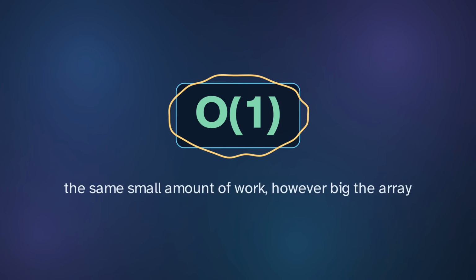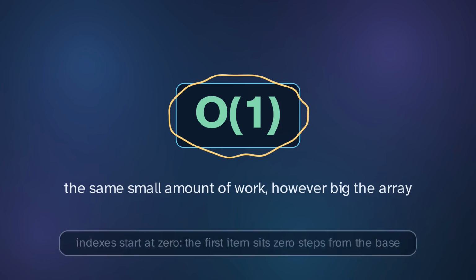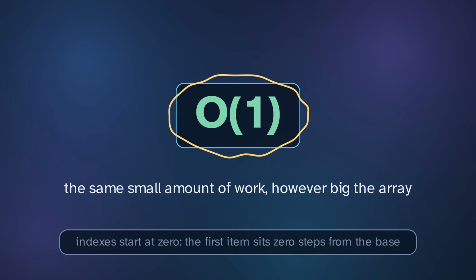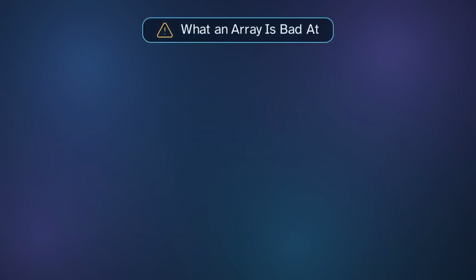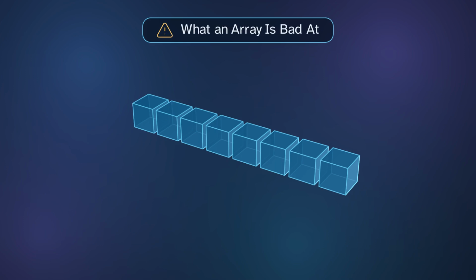So reading any item of an array takes the same small amount of work, no matter how enormous the array is. That is why arrays are everywhere. By the way, this is why indexes start at 0. The first item sits 0 steps from the base address. Now, the other side of the coin: an array is fast to read and awkward to change.